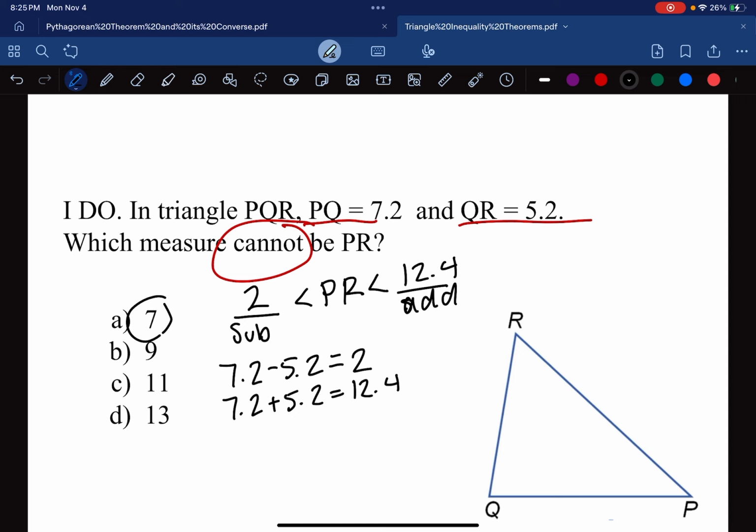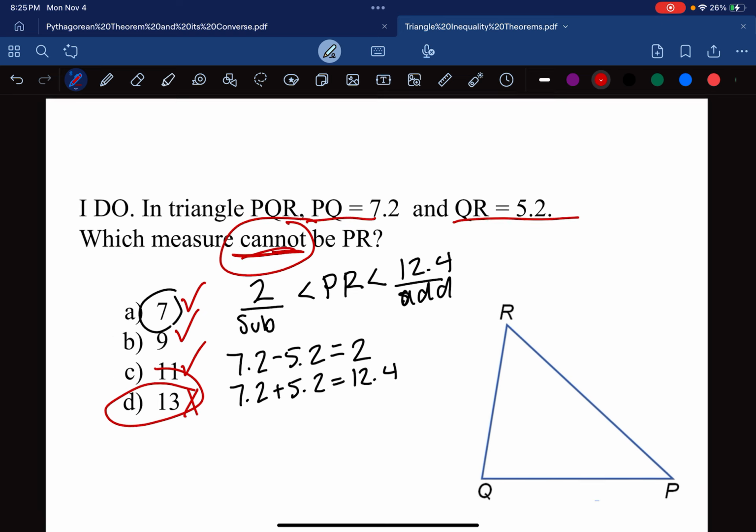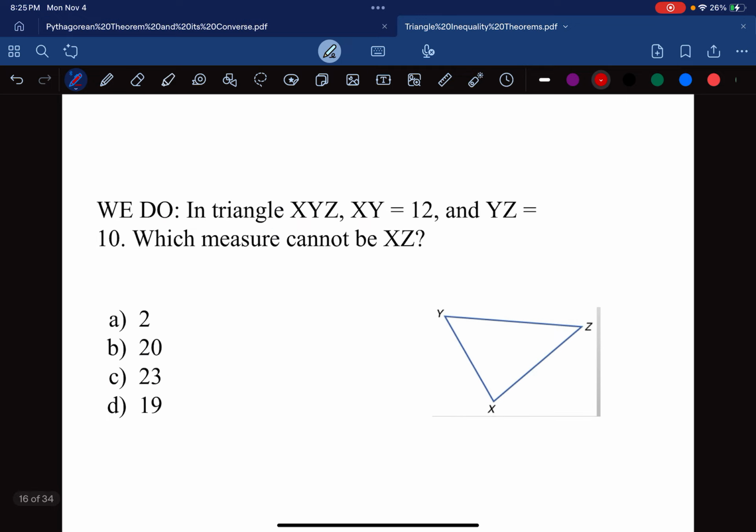So now I'm looking for a length that is in between for PR. 2 is in between 7 and 12. 9 is in between 2 and 12. 11 is in between 2 and 12.4. But 13 is not. And thankfully, I'm looking for cannot. So it is D. So go ahead and try the we do and the you do, and then come back once you are done.